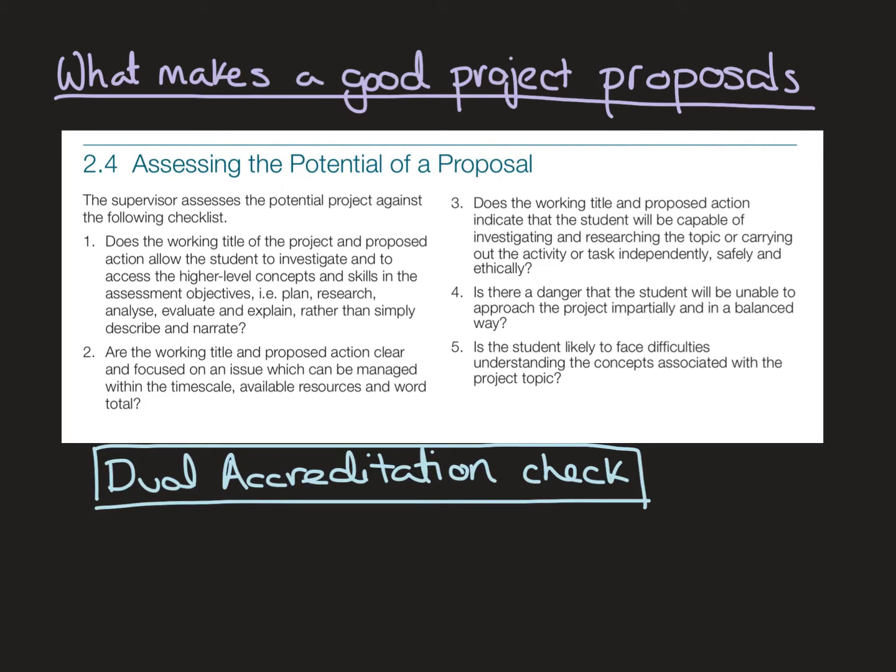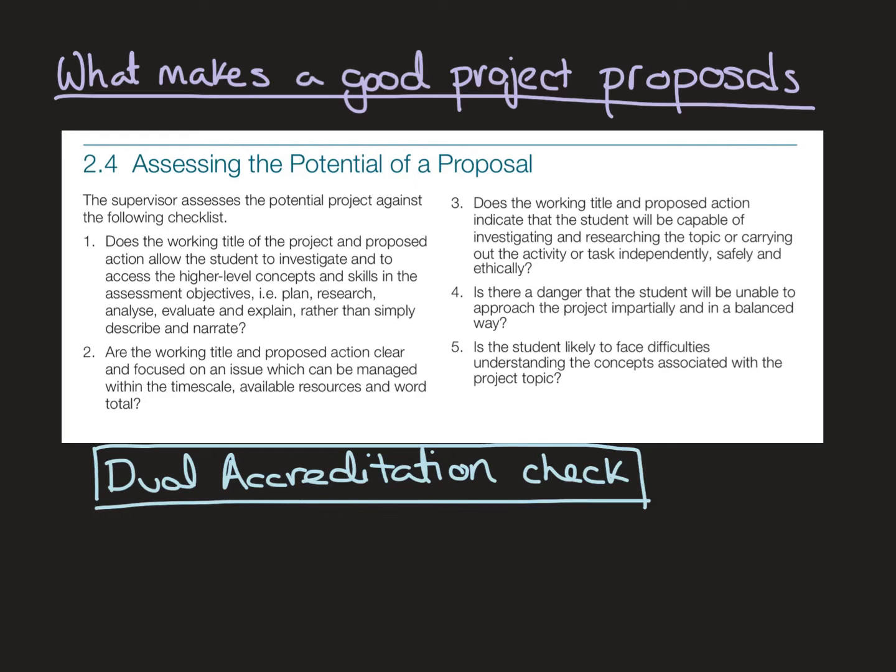So if we continue to think about what makes a good project proposal, it's worth us having a think about these 5 points here. These 5 points are from the EPQ specification document that you have access to on the EPQ Google Classroom. It's like a 5-point checklist where the supervisor and the coordinator are assessing the potential of your project proposal.